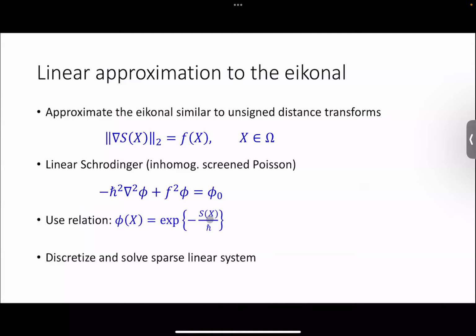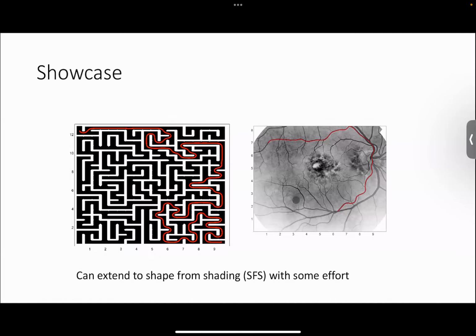The caveat here is that you no longer have a closed form solution for the linear Schrodinger equation, as you did for the distance function, but you can solve it as a sparse linear system, with, of course, the problem being that you may have to use variable precision numerics because if h-bar is very small, the linear system is going to be somewhat unstable. Okay, and we carried out some of this for meshes and for retinograms and things like that, just as a showcase that you can do this kind of work. We also made a foray into shape from shading, but I'm not going to get into that at the moment.